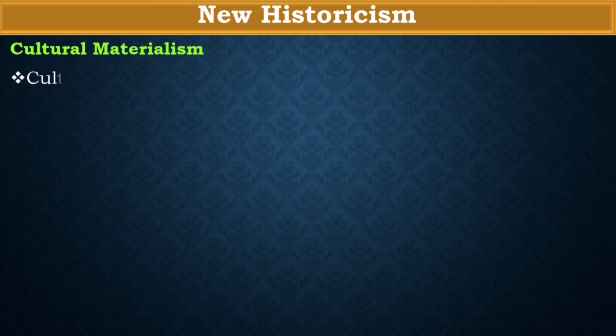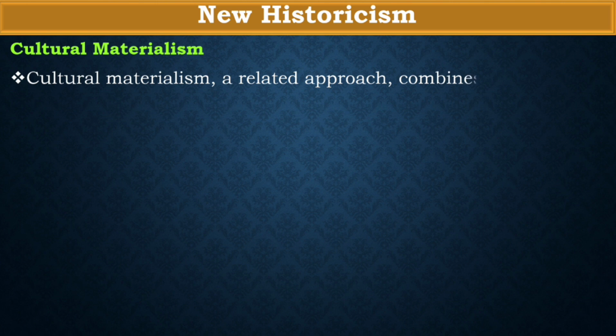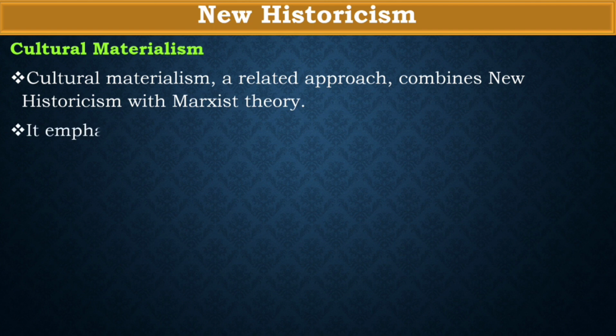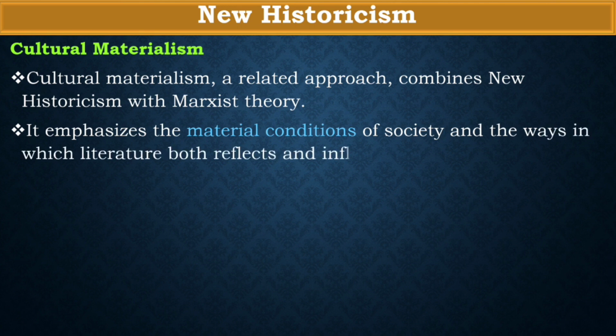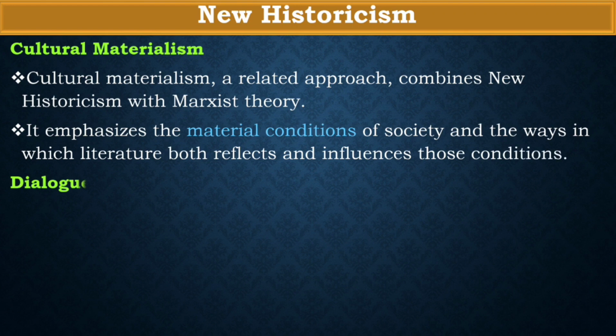Cultural materialism. Cultural materialism, a related approach, combines new historicism with Marxist theory. It emphasizes the material conditions of society and the ways in which literature both reflects and influences those conditions.